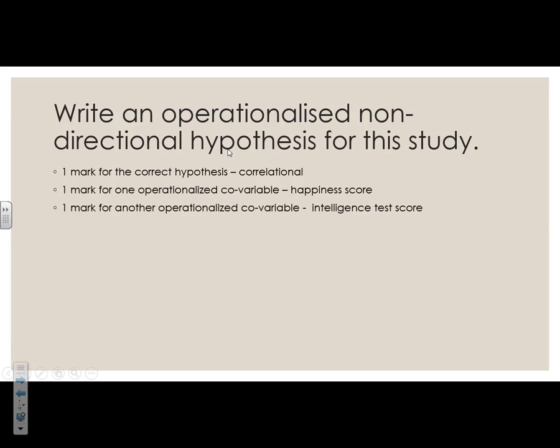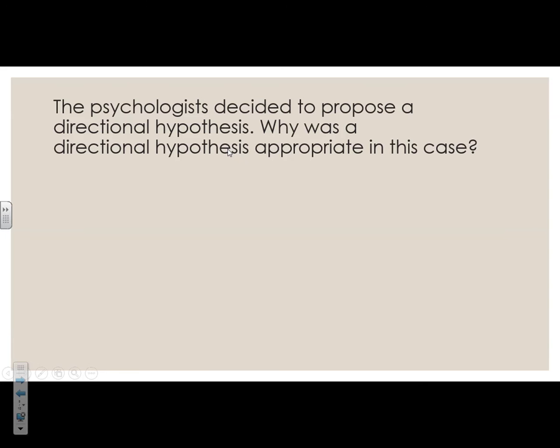1 mark for identifying it's a correlation and not saying positive or negative because it's non-directional, just a correlation or a relationship. You can have a mark for either of those. 1 mark for happiness, 1 mark for intelligence, making sure they are operationalised. So there's a relationship between happiness scores on a questionnaire and intelligence test scores.